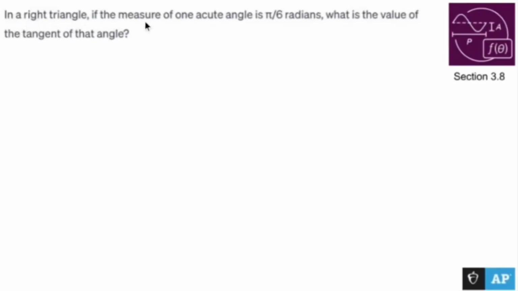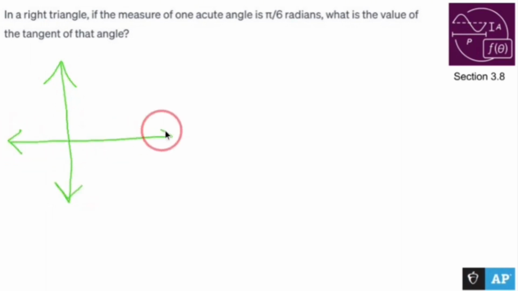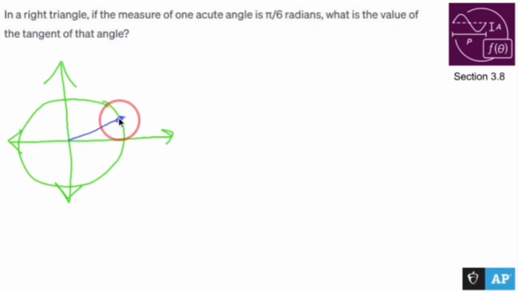In a right triangle, the measure of one acute angle is pi over 6 radians. What is the value of the tangent of that angle? Well, I know it mentions right triangle, but I'm going to view this from the viewpoint of a unit circle, because if you remember, the unit circle gives you parts of a right triangle. There we are. And so the angle that it gives me is pi over 6. Pi over 6 is right here. Now, I can view this as a right triangle if I call this y and if I call this part x. But most importantly, the angle is pi over 6.